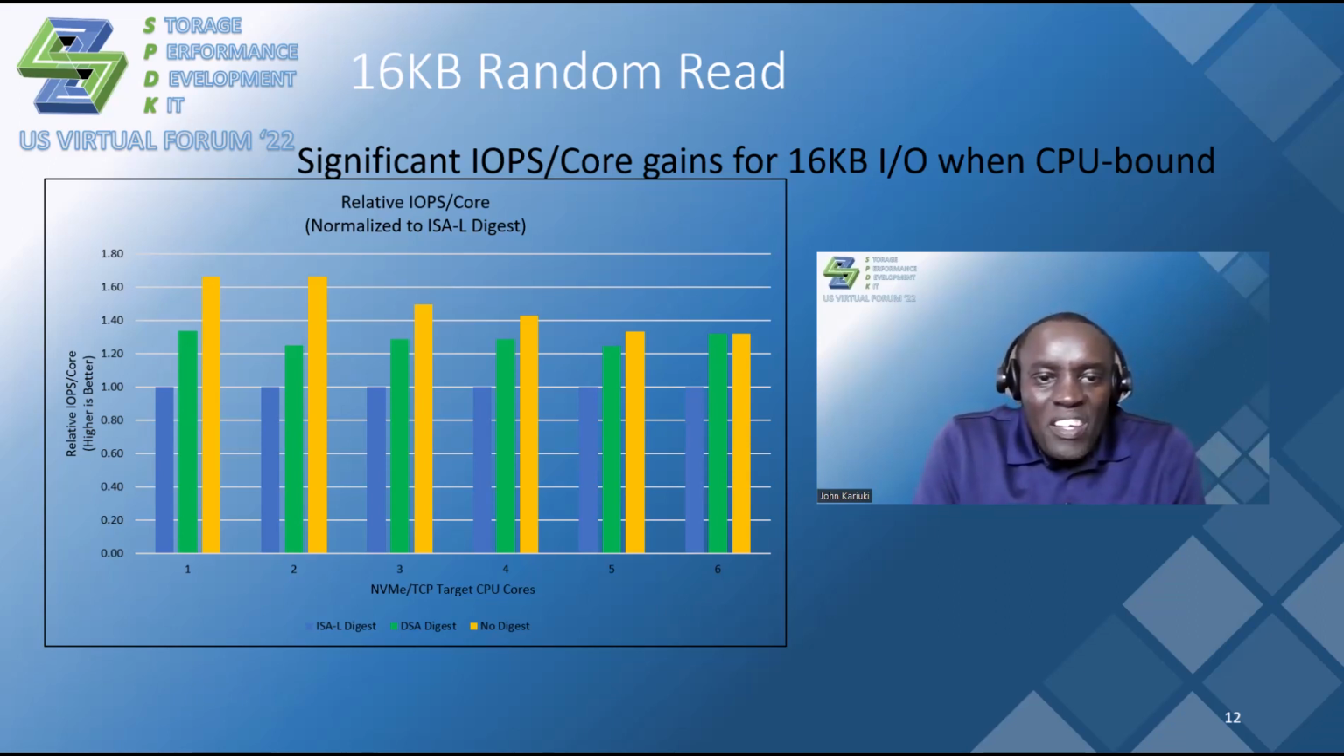So looking at the green bars on this graph versus the gold bars, which represent the relative IOPS per core for the target when it was not computing the data digest at all, what we observed is that as we added more CPU cores, as we give the target application more CPU cores and increase the load on the target application, using Intel DSA to compute the data digest eliminated almost all that additional overhead of computing the digest in software with ISA-L.